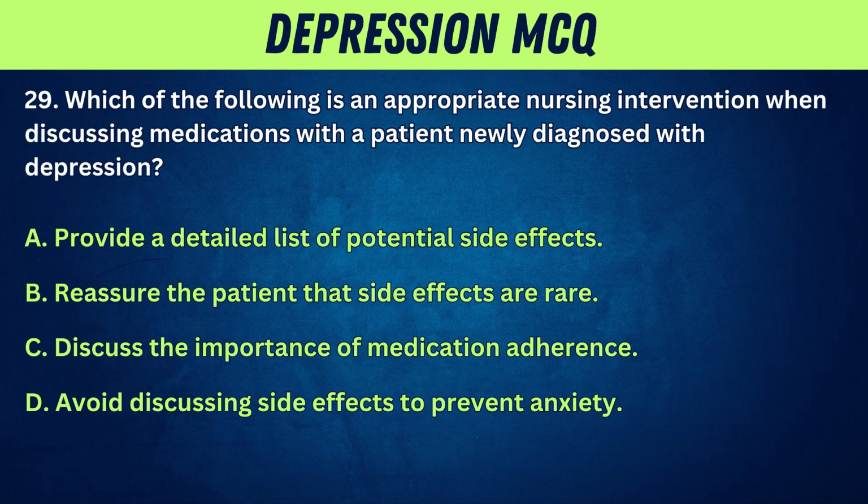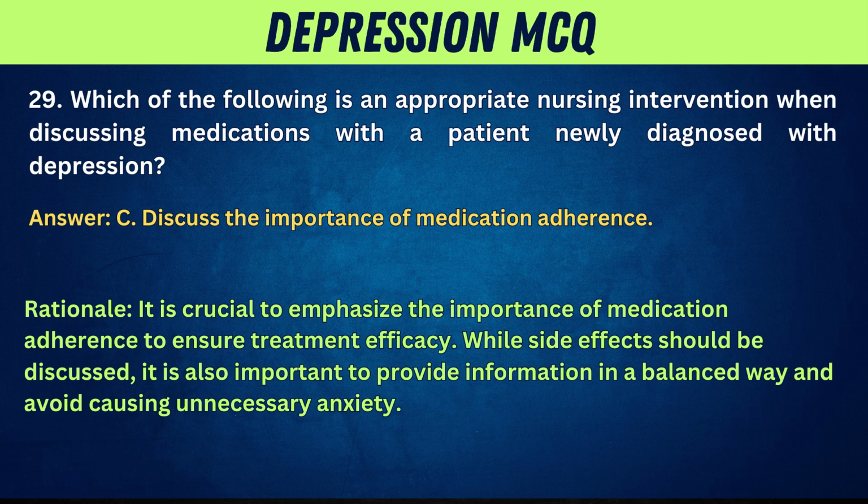29. Which of the following is an appropriate nursing intervention when discussing medications with a patient newly diagnosed with depression? A. Provide a detailed list of potential side effects. B. Reassure the patient that side effects are rare. C. Discuss the importance of medication adherence. D. Avoid discussing side effects to prevent anxiety. Answer: C. Discuss the importance of medication adherence.